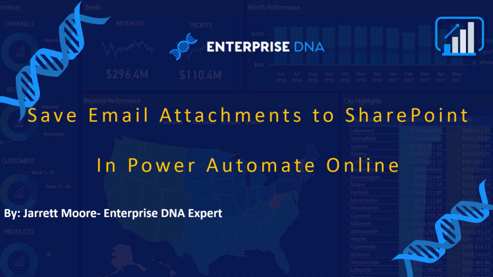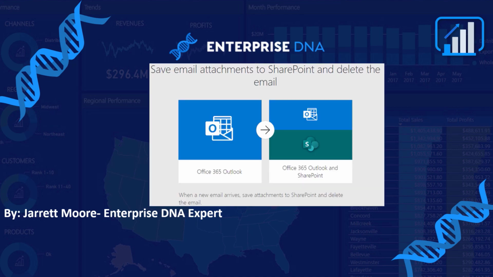Before I do that, let's click over to another slide. All right, here's the additional slide. For those of you that are following along, I'll show you where you can find this, but I didn't create this by myself. This is an already existing template in Power Automate Online that takes these email attachments, saves them to SharePoint, and then deletes the email. So you don't even have to worry about deleting the email afterwards. That is what I'm going to be working with today.